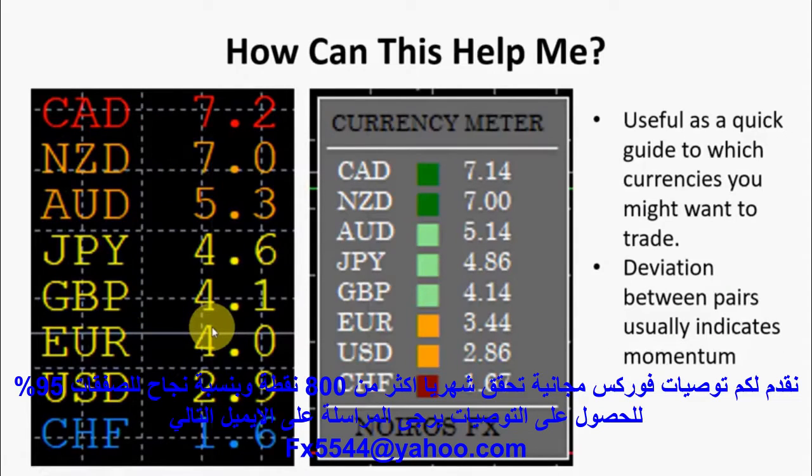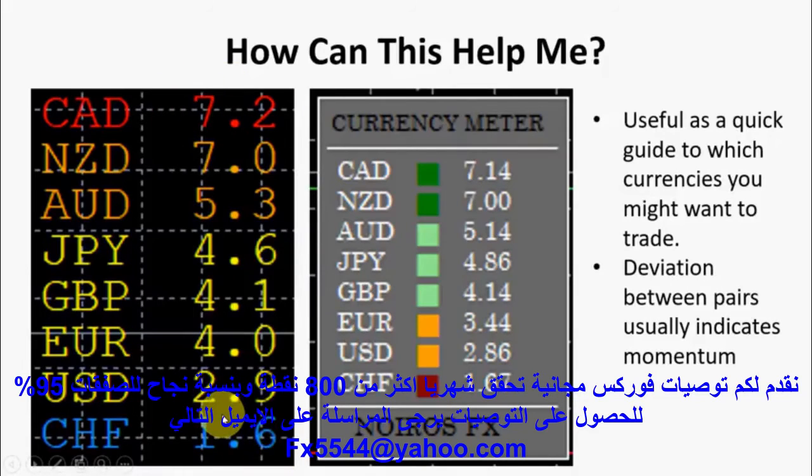Now, how can this help you actually? This information, how can it make any difference to your trading? It is a useful guide. It's a quick guide to tell you which currency you might want to trade and which might be worth staying away from. For example, if a certain currency is very strong, and another currency suddenly turns weaker, you may find a trading opportunity. So you have the Canadian dollar, as we said earlier, is a strong currency here, and Swiss franc is the weakest.